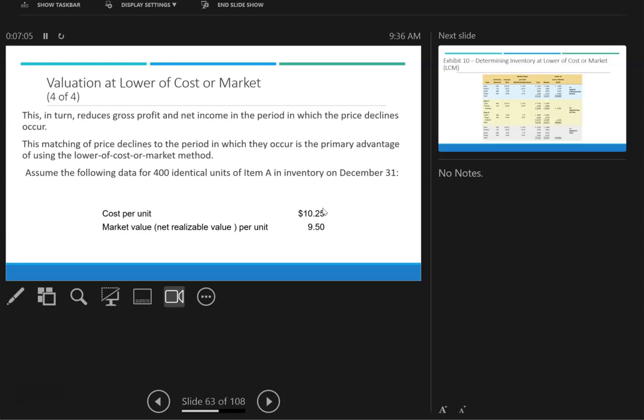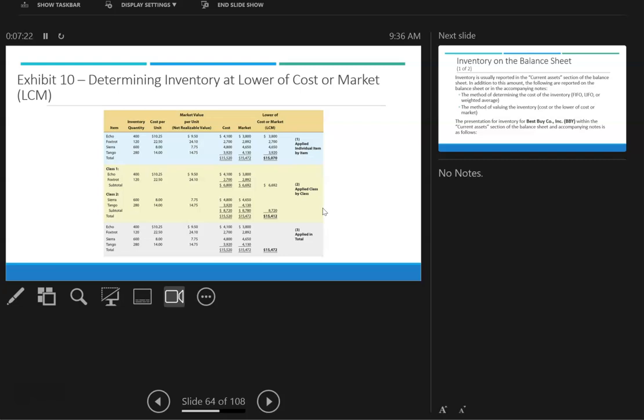The matching of price declines to the period in which they occur is the advantage of using the lower of cost or market. Basically, we have to write down the inventory to accurately reflect the new costs. This determines how we go about writing down inventory. As you see here, we've got the quantity, the cost we paid for the unit, and the market price called net realizable value. We have to go to each one and see which is lower.